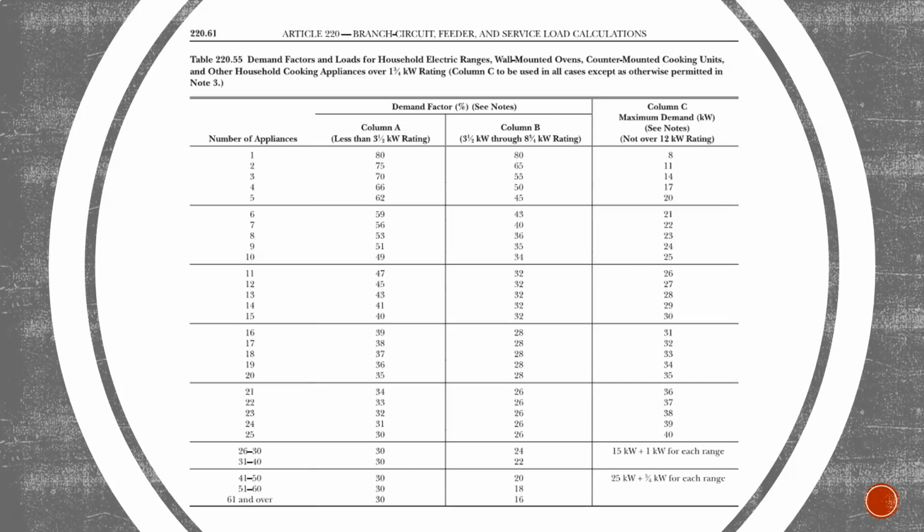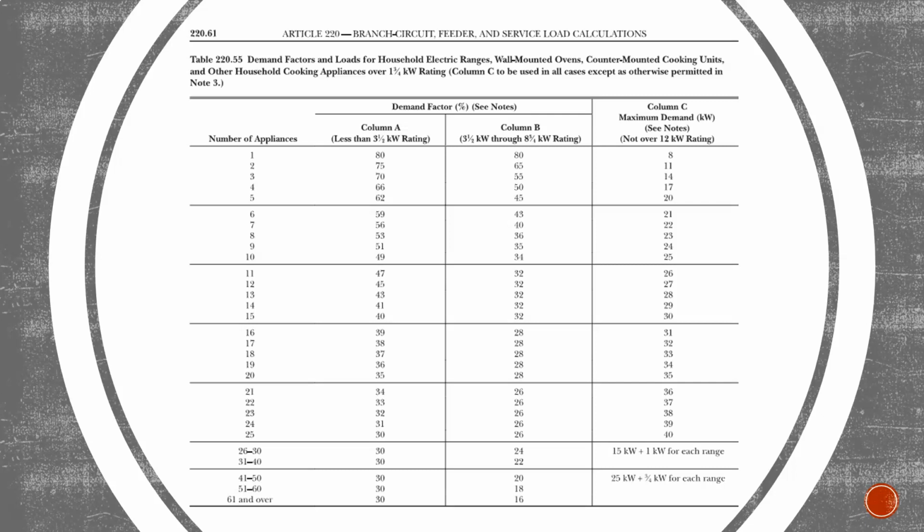So on the left-hand column, we have a number of appliances, and then in column C, we have a maximum demand for ranges not over 12 kW. So say we have one 10 kW range. We're going to go to our number of appliances, and we see one appliance. Once again, if we go straight across to column C, we get 8. And as the table tells us, this is in kW, so we have 8 kW. In other words, for a 10 kW range, we're only required to include 8 kW of load.